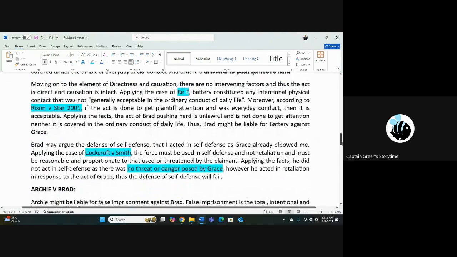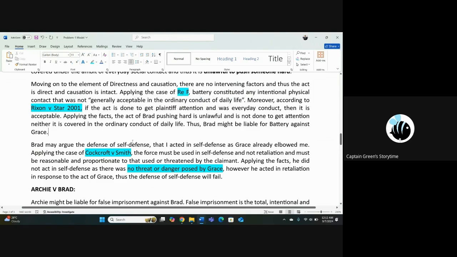Then, moving on to the element of directness and causation, there are no intervening factors. In pushing her hard, there is no other intervening factor involved. Thus, the directness and causation is intact. You might use the case of F v West Berkshire and state that if there is intentional physical contact and it is not generally accepted in daily life, then the person would be liable for battery. And also use the case of Wilson v Pringle and claim that if the act was everyday conduct, then it is acceptable.